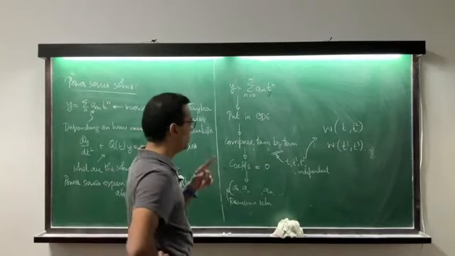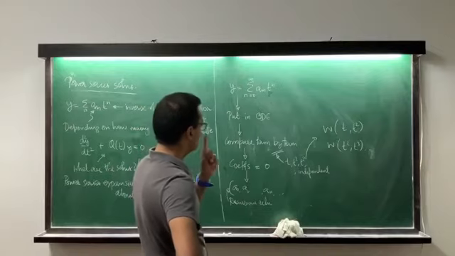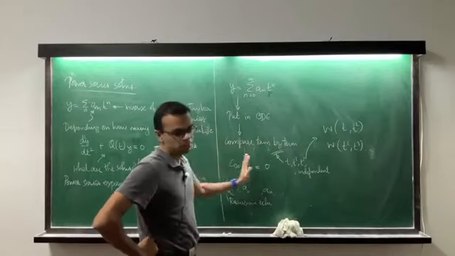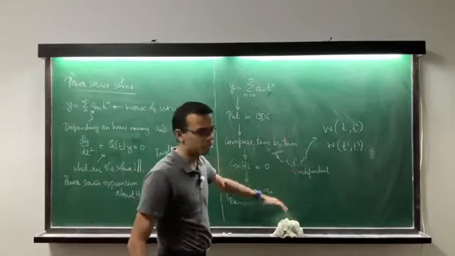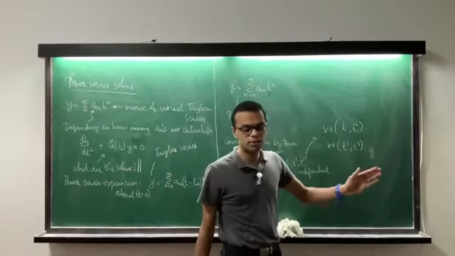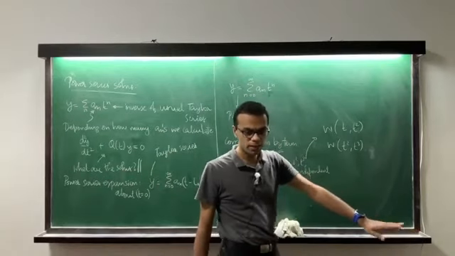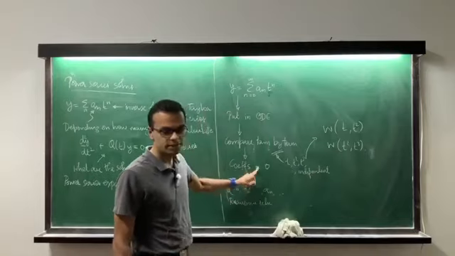Okay, so because they are all linearly independent, if you have a sum of linearly independent functions with some coefficients, then each of those coefficients has to be equal to 0, and that's exactly what you do here in this step, and then you get the final answer.